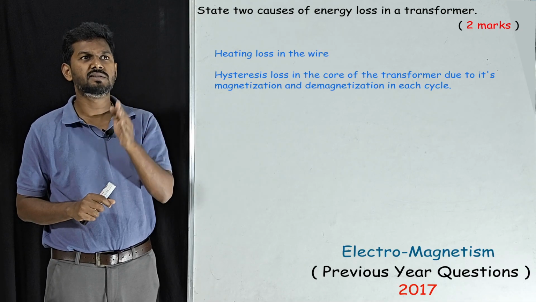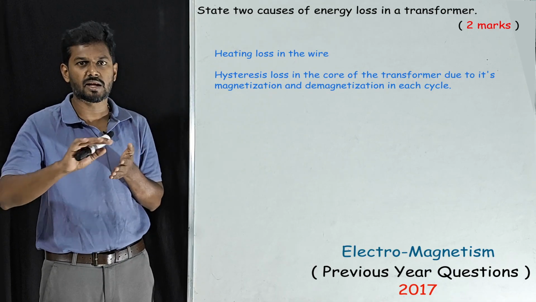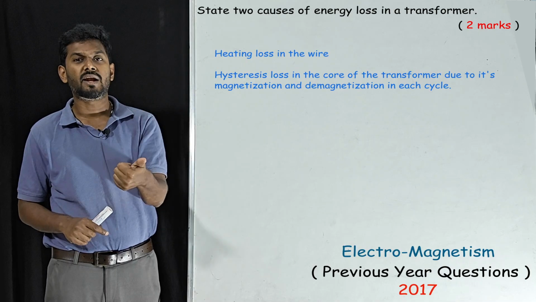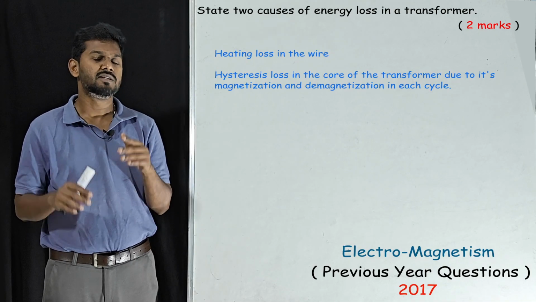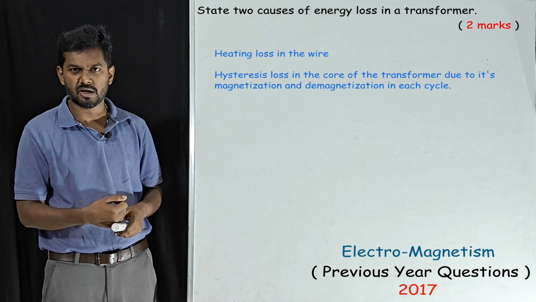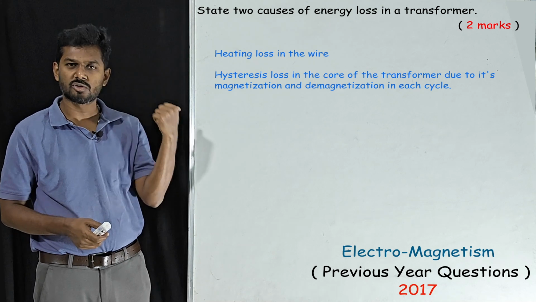Second one, hysteresis loss in the core of the transformer. Hysteresis loss, we can write it directly. Hysteresis loss in the core of the transformer due to magnetization and demagnetization in each cycle. So hysteresis loss is because of magnetization and demagnetization. So that you have to mention. So the answer for this question is done.